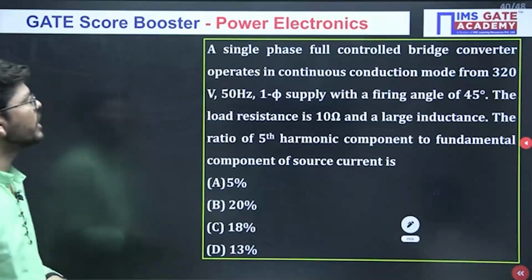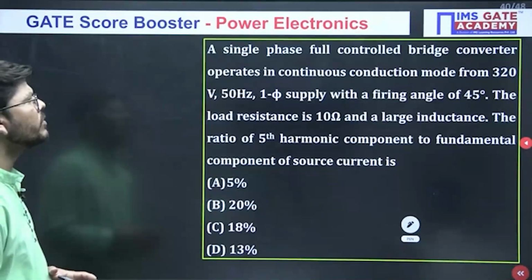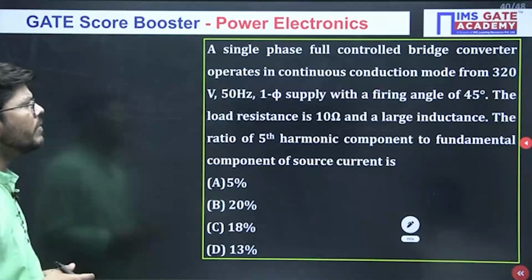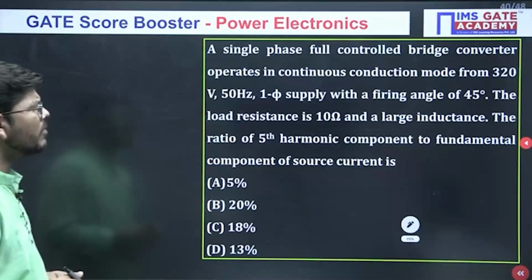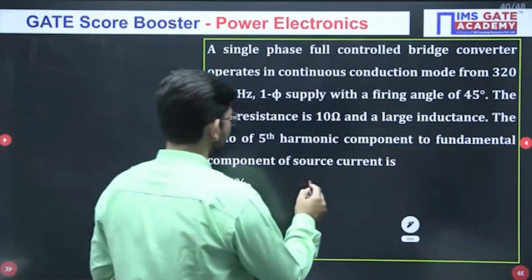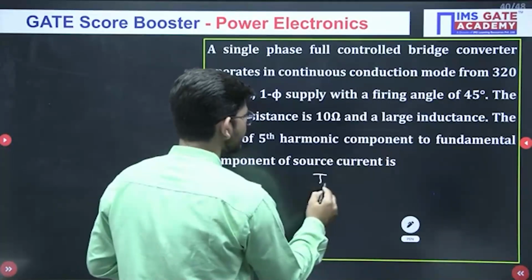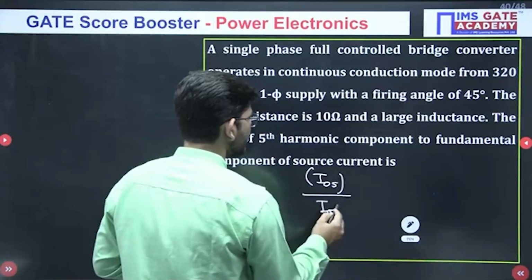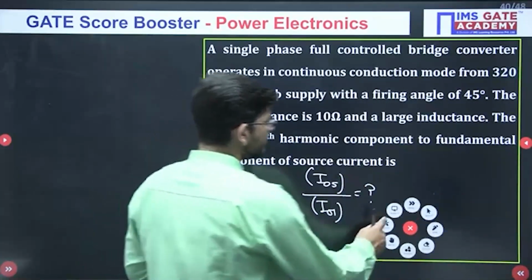Now focus on this question. A single phase full control bridge converter operates in continuous conduction mode from a 320 volt 50 Hz single phase supply with a firing angle of 45 degrees. The load resistance is 10 ohm and large inductance. The ratio of fifth harmonic component to the fundamental source current will be what? So you have to find the ratio of the fifth harmonic component to the fundamental harmonic component. This is what you have to calculate in this question. And your time starts now.